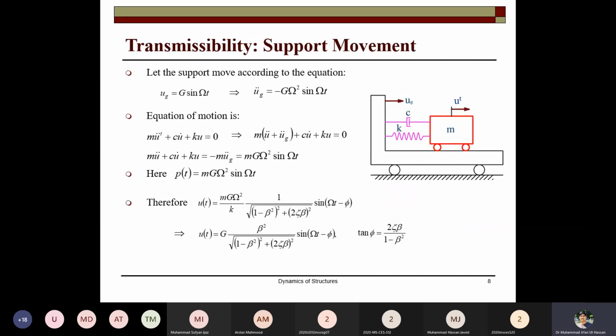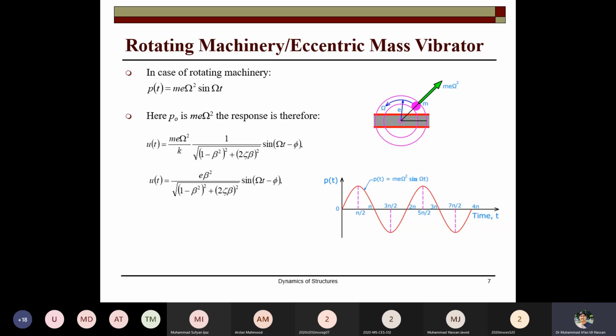Then I discussed the effect in the case of rotating machinery, because in the case of rotating machinery, the force P naught is basically m e into omega square. So P naught will be replaced by this parameter in the case of rotating machinery. The other things remain the same, but in that case this thing is changed.